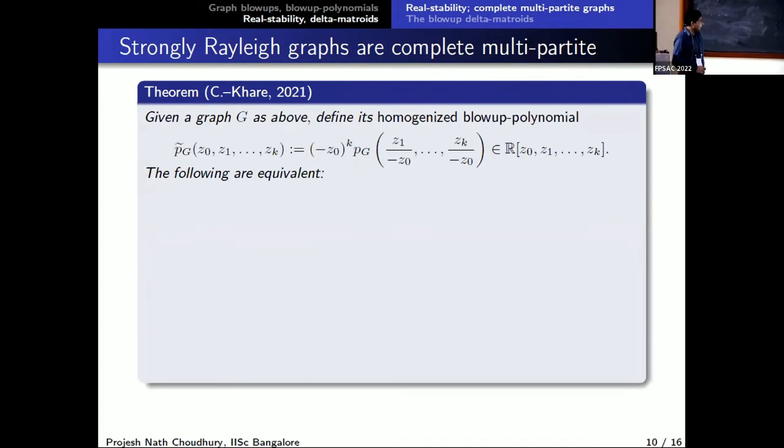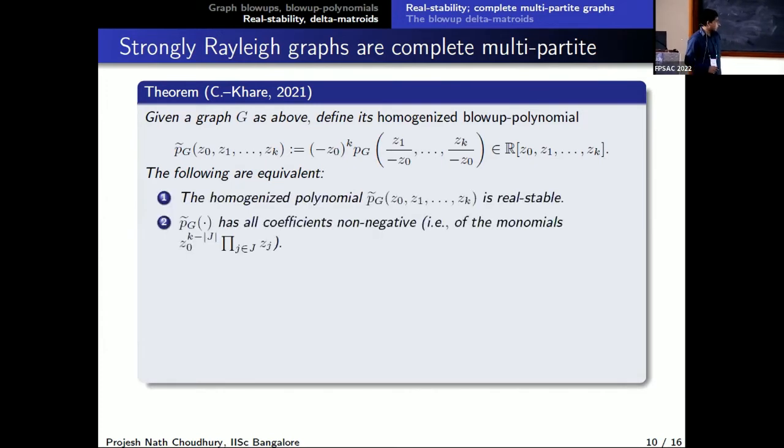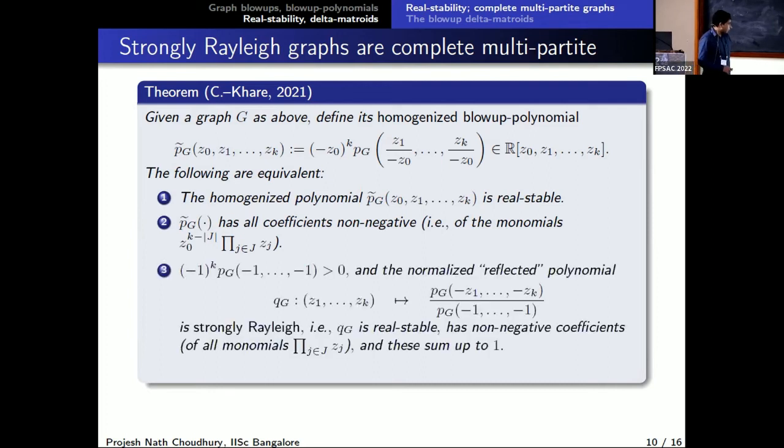So given a graph G, define its homogeneous polynomial exactly the way I told you, and the following happens. The polynomial that I mentioned is real stable if and only if all the coefficients are of the same sign, and if and only if consider this polynomial without Z0 but with minus sign and divided by PG of -1, -1, -1. That is the sum of all the coefficients.